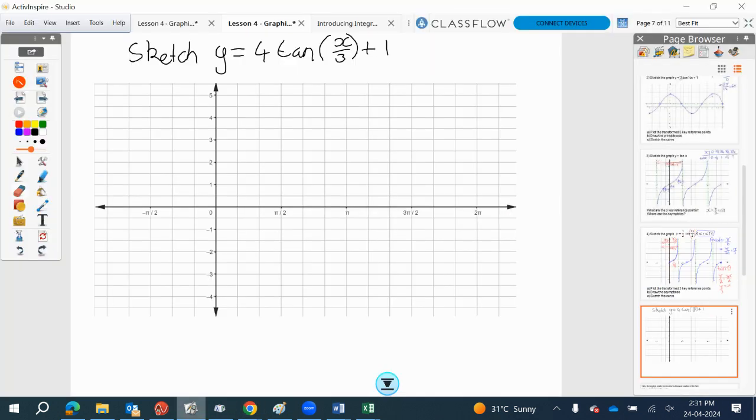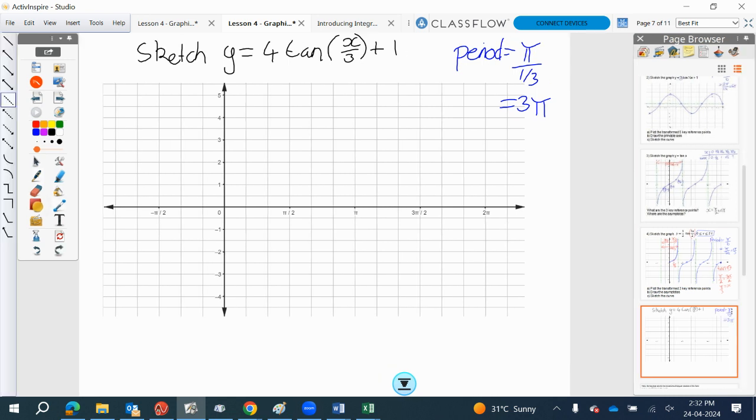Okay, let's redo this one. So our period. What is the period going to be? Period is pi over a third. So 3 pi. Half of the period is 3 pi over 2. So our asymptote is going to be here at 3 pi over 2. Oh, sorry, it's not good. 3 pi over 2.